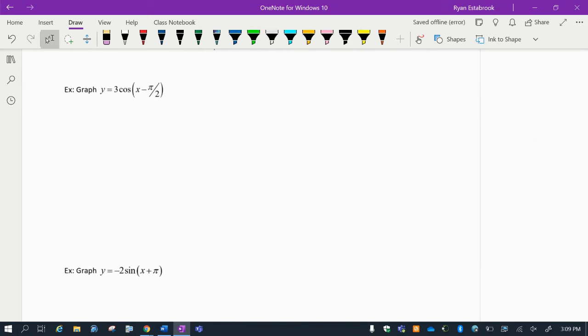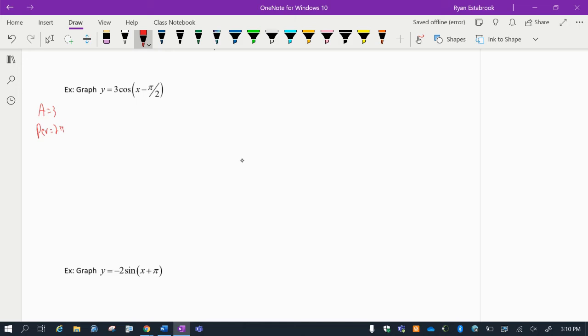All right, next one. For the first time, we have some kind of function inside of the trig function. This is going to shift it to the side. First, it's not shifted up or down. There's no number in front of the x, so the period is going to be pi. But more important is the x minus pi over 2 and how that's going to affect the horizontal shift.